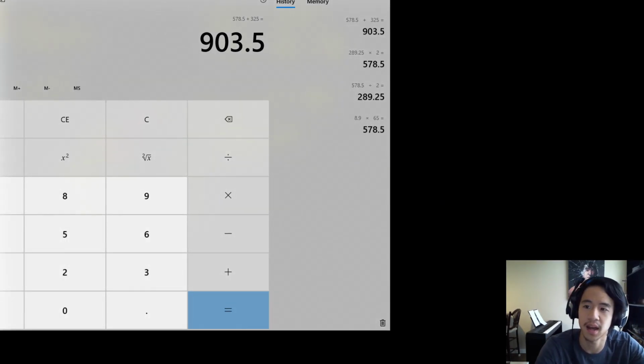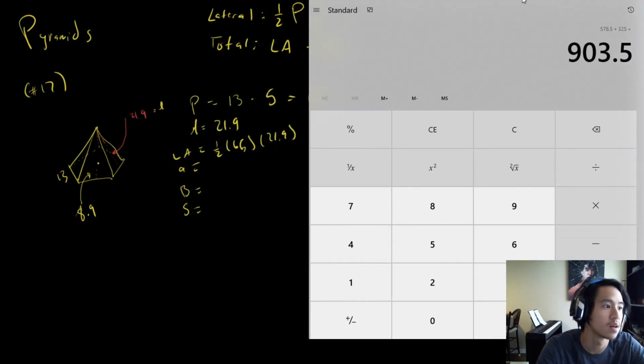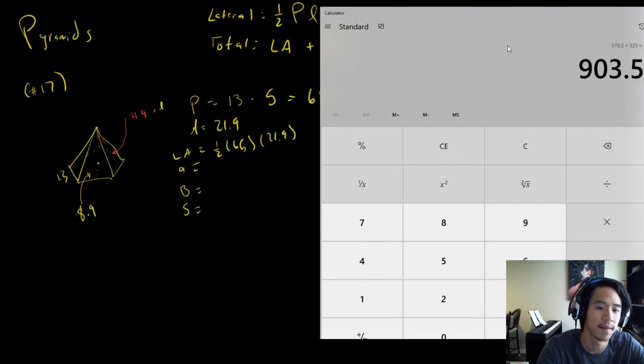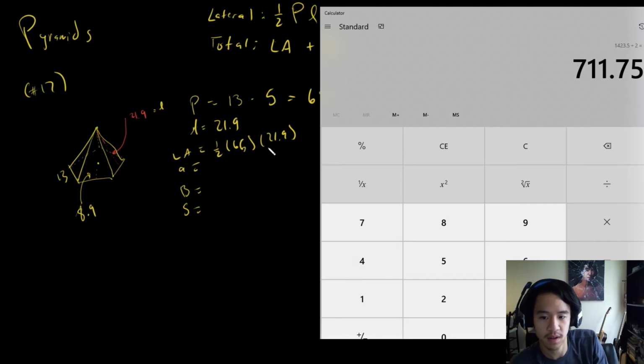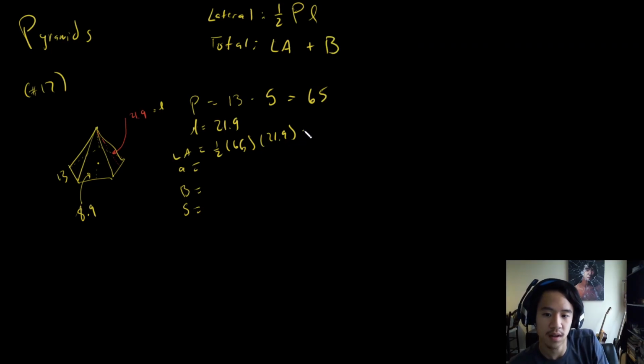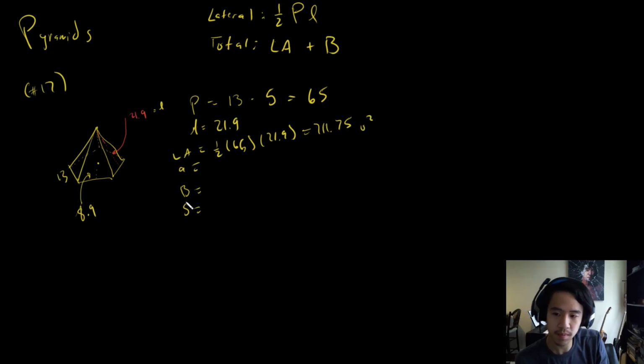We have 65 times 21.9, and that divided by 2. So we're left with 711.75 units squared.